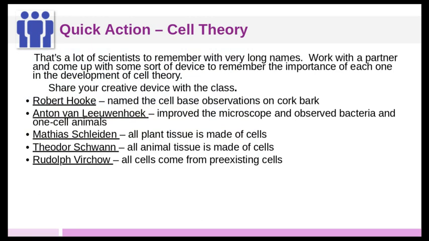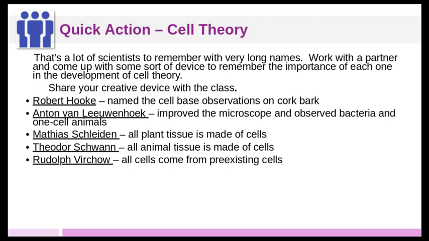So just a quick review. There were a lot of scientific names that were brought up early on here. We looked at Robert Hooke, and he named the cell based on observations of cork bark. He said they looked like the little rooms in a monastery. They're called cells. Anton van Leeuwenhoek improved the microscope and observed bacteria and protozoa. Those are the one-celled animals.